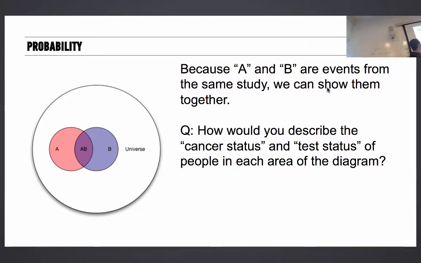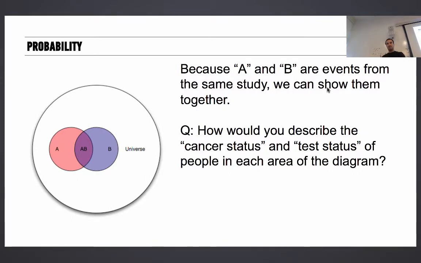What is our white space? People who don't have cancer and for whom the test is negative. How would you describe people in this light red part? I apologize if anyone was red-blue colorblind. Can you be red-blue colorblind? No, you can't. It's red-green. This is lighter red. Sorry, what is it? People who have cancer and?